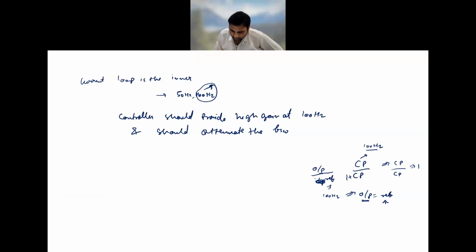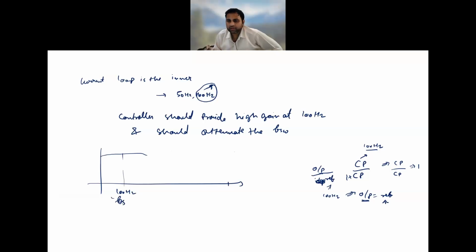So that is why your controller should have a very high gain at 100 hertz, or you can say Fs, if the line frequency is Fs, and if our switching frequency is Fsw, I must provide an attenuation, that means I must provide a negative gain at Fsw, so that will be somewhere like this.